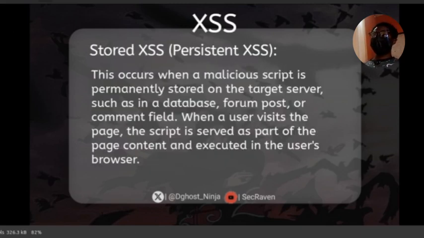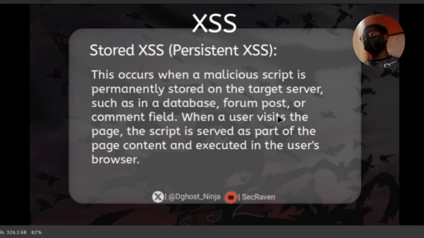The stored XSS, which is the persistent one, occurs when a malicious script is permanently stored on the target server, such as the database, forum posts, or comment fields. Typically, any area where users can interact with the website, like a profile page, anywhere users can view your information, a comment, or a text. That's where stored XSS is mostly exploited from. When a user visits the page, the script is served as part of the page content and executed in the user's browser.